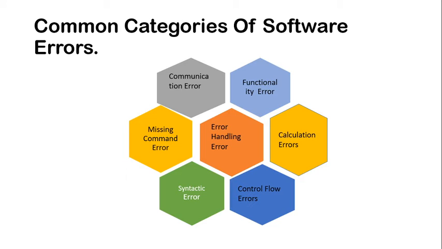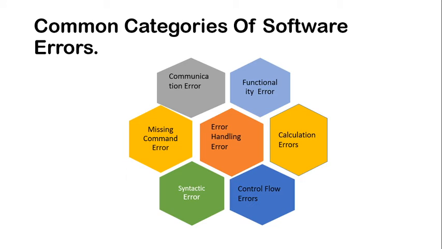Next one is a calculation error. These types of errors occur when, in Excel for example, there is bad data or bad logic or some incorrect formulas. Those types of errors are calculation errors.